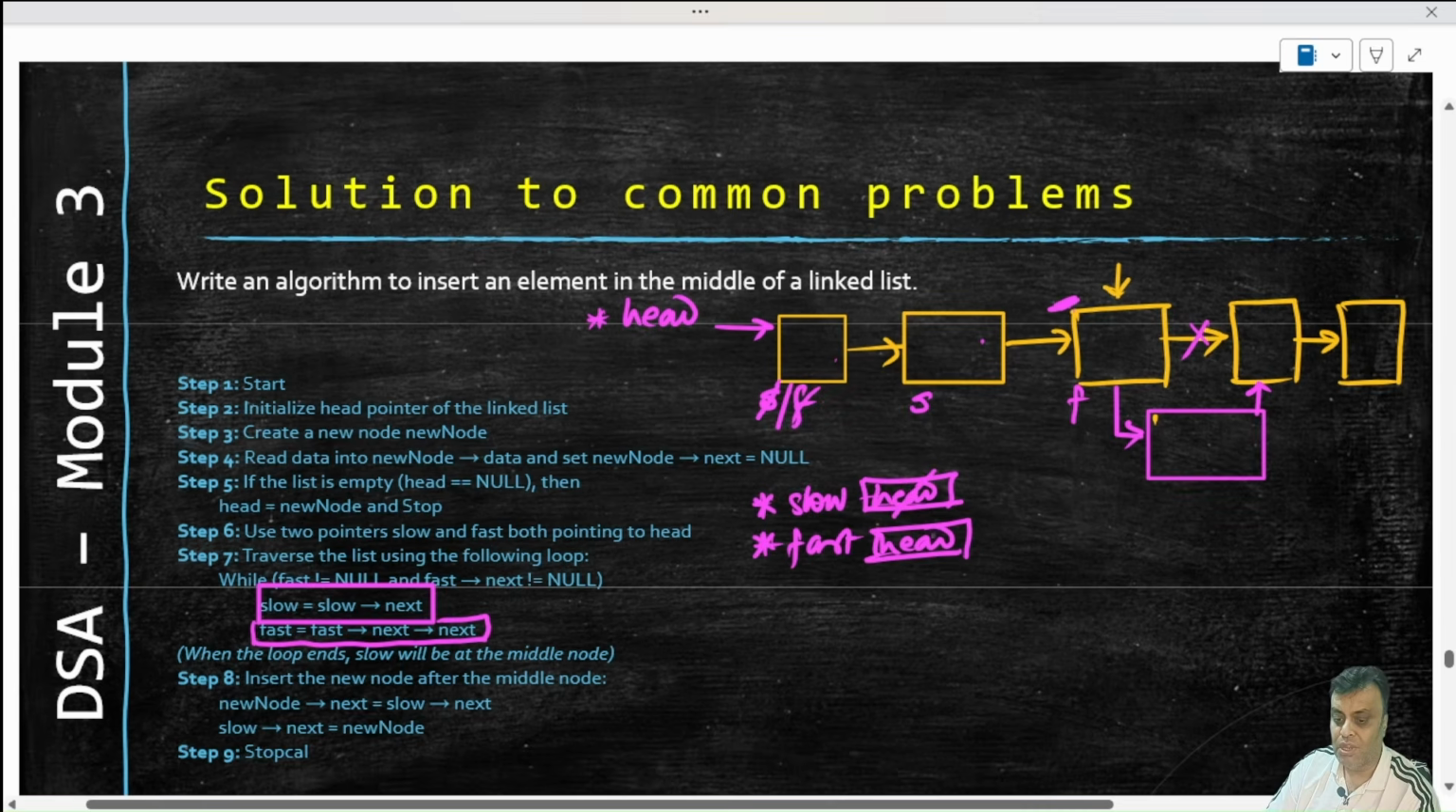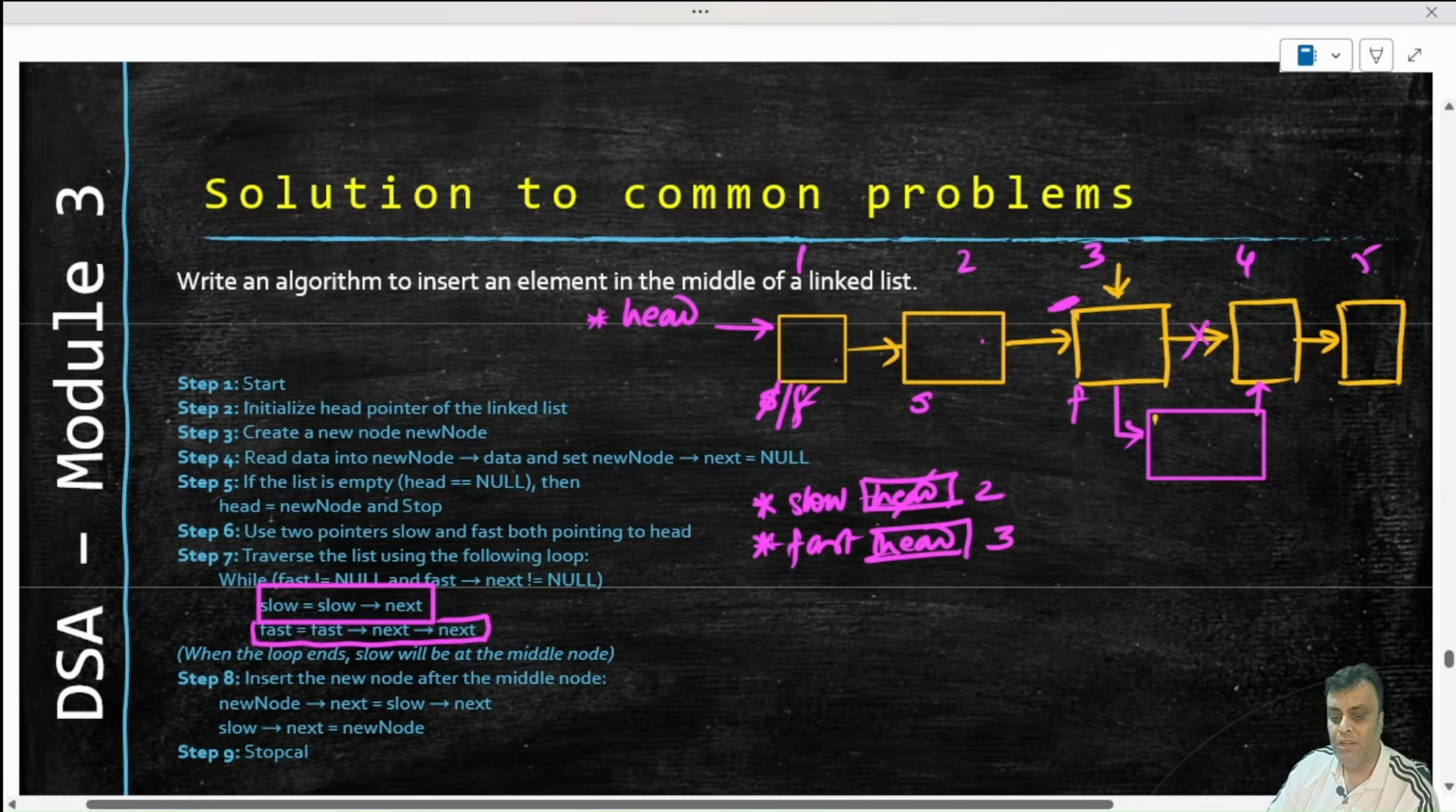So this now goes to, if I just name this as the first element, second element, third element, fourth element, fifth element, then that slow is now pointing to the second element, and fast is now pointing to the third element.